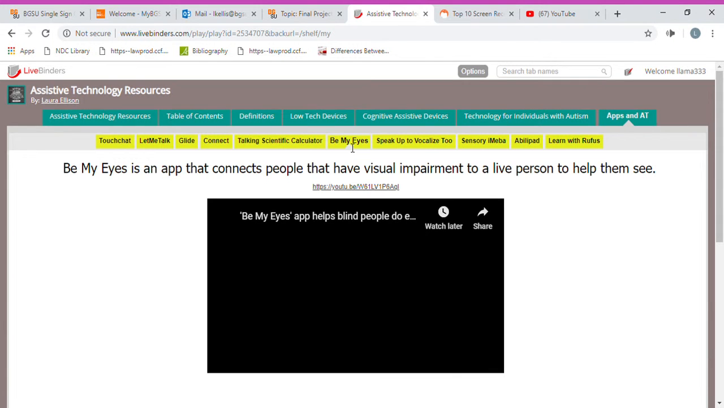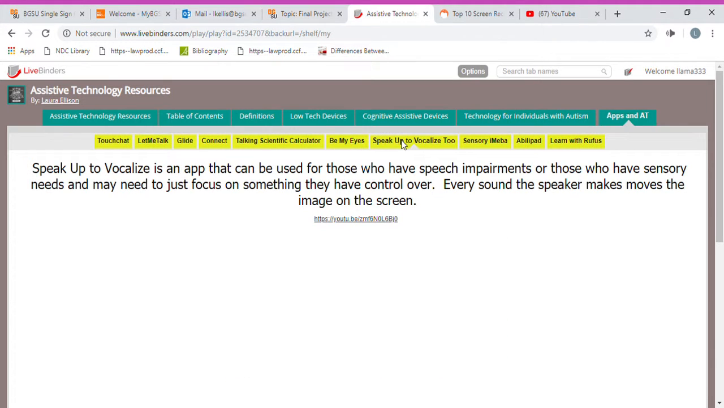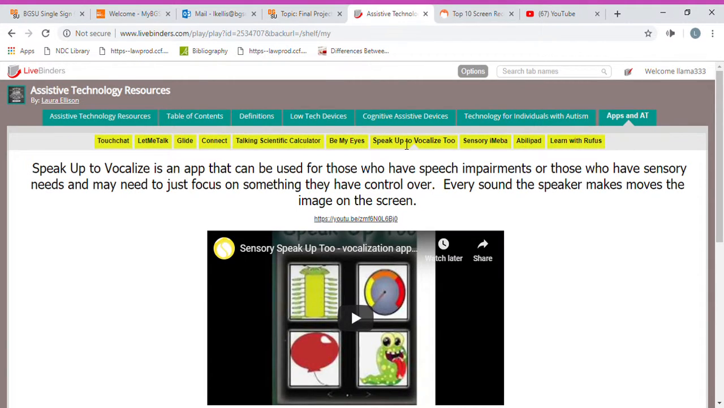This one was interesting. It was called Be My Eyes, where you talk to a live person and they tell you what they see around you. Speak Up to Vocalize helps with speech, and it also is a sensory thing because once you make noises, the pictures rise and fall. I have another one called Sensory Amoeba. It makes little waves and things on the screen for effects for the children.